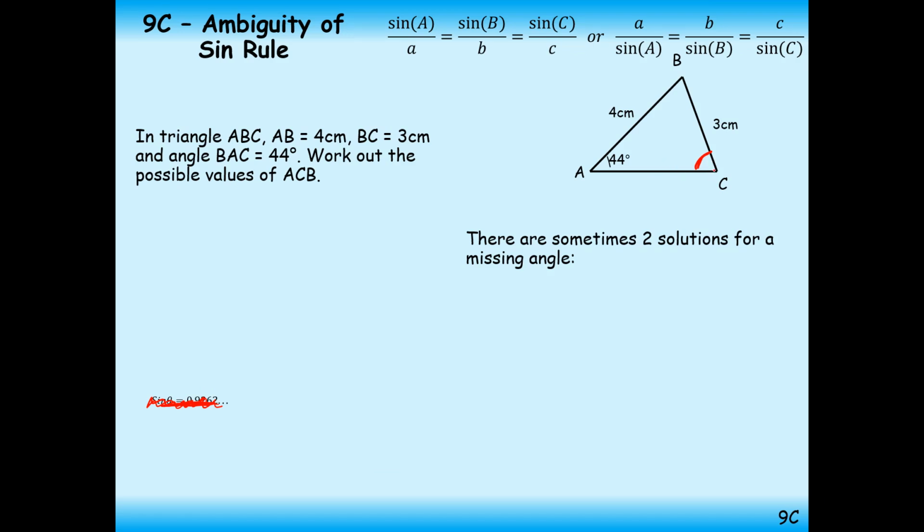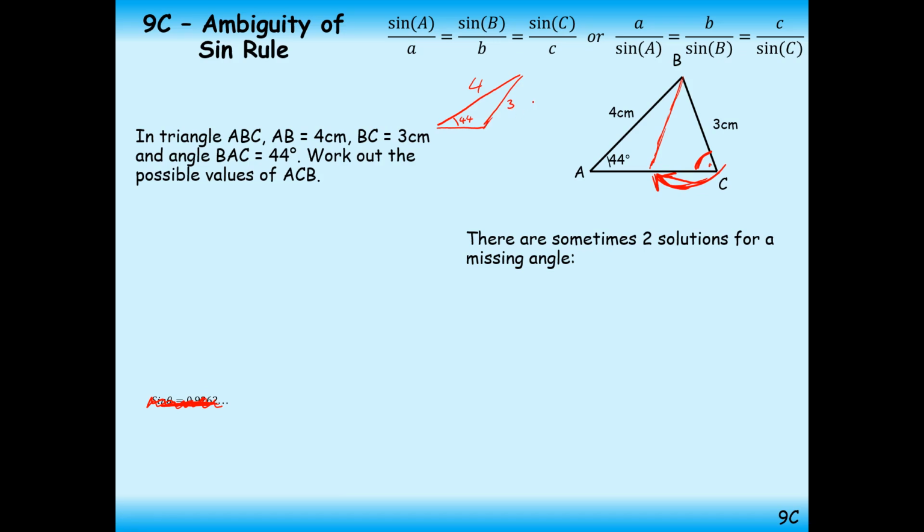This is not the only possibility for C, because of the information that they told us. We could have drawn the triangle like so, and swung the 3 around. This is another way, where we've drawn an acute angle here for C. We could have actually drawn a triangle with a 4 and a 3 like so, and still have this angle be 44. I could have just thrown that length 3 around here.